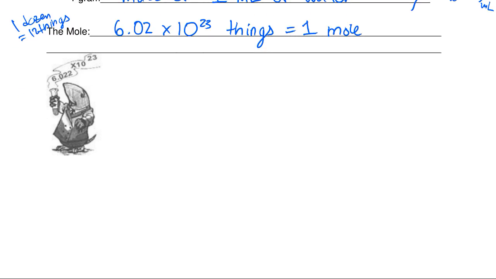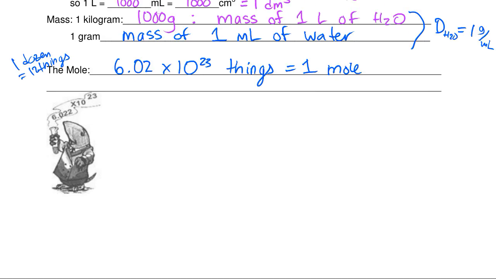I think this video will end here with that, and then the next one will pick up with a little bit about the mole, which continues into the rest of this unit, the next unit, and the entire course. It's one of the most important concepts in chemistry.